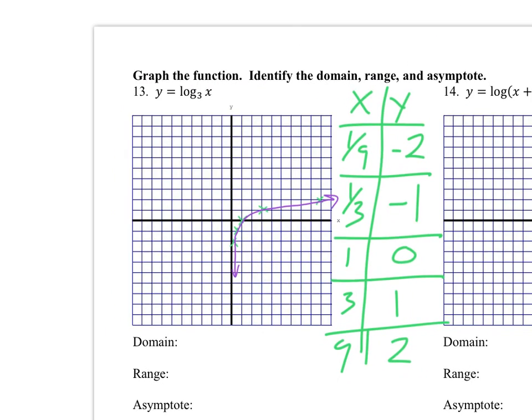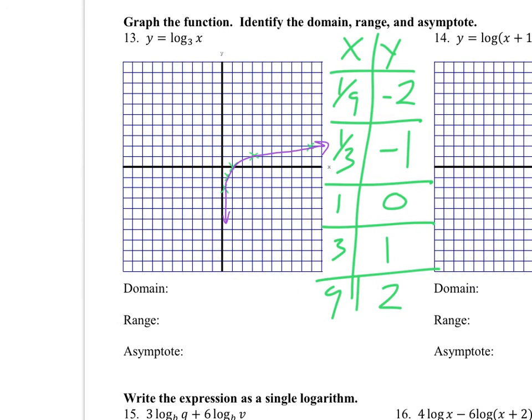Now remember, with a logarithmic function, it is the domain that is limited. The x values, in this case, have to be greater than 0. The range is all real numbers, and the asymptote, again, looks very similar to the domain. It's x equals 0. So that's what we're looking at for log base 3 of x.